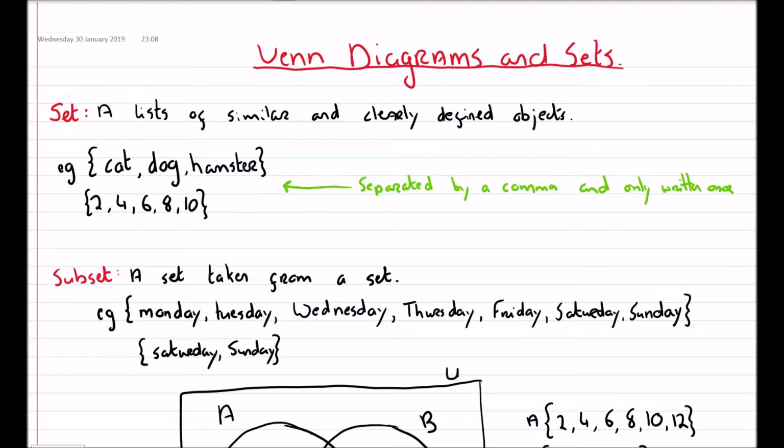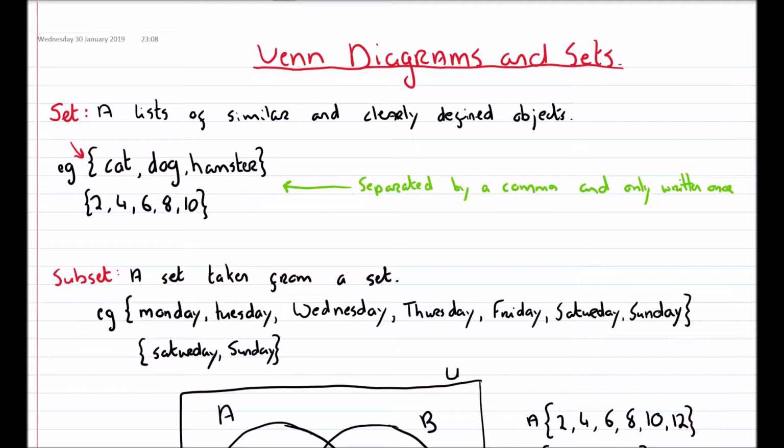Okay, today we're looking at sets and Venn diagrams. So firstly, let's go over what a set is. A set is a list of similar and clearly defined objects. So for example, here we have cat, dog, hamster. So that would be a set of pets.